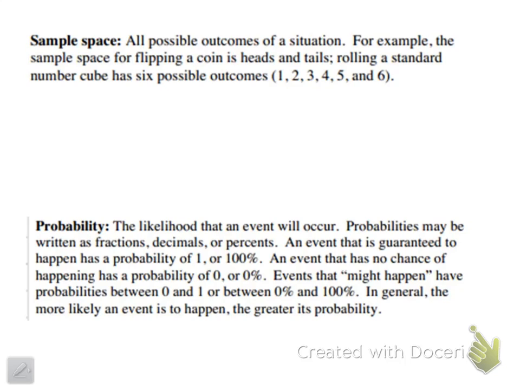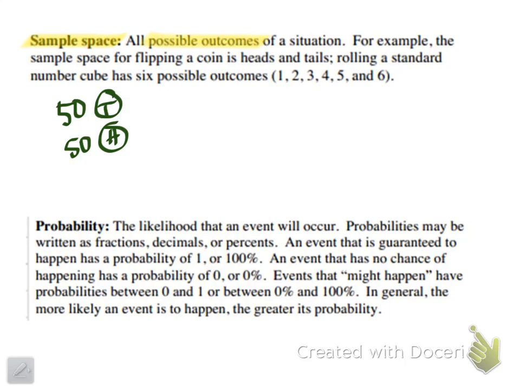So sample space is basically all the possible outcomes. So if you think back to the problem we just did, all of the 50 tails that he flipped and the 50 heads that he flipped, that is what we call his sample space. It is all of the different and possible outcomes of the situation.